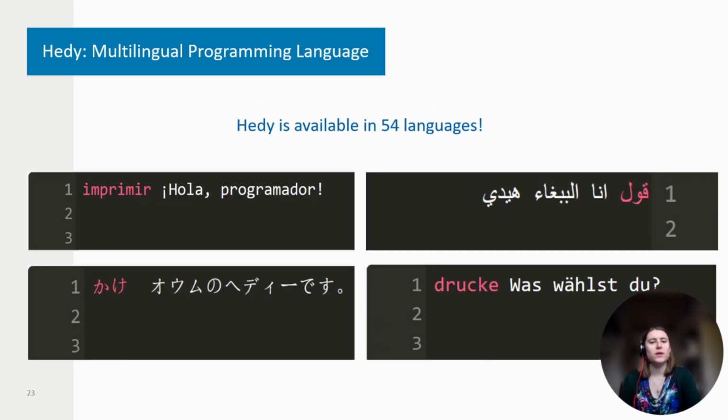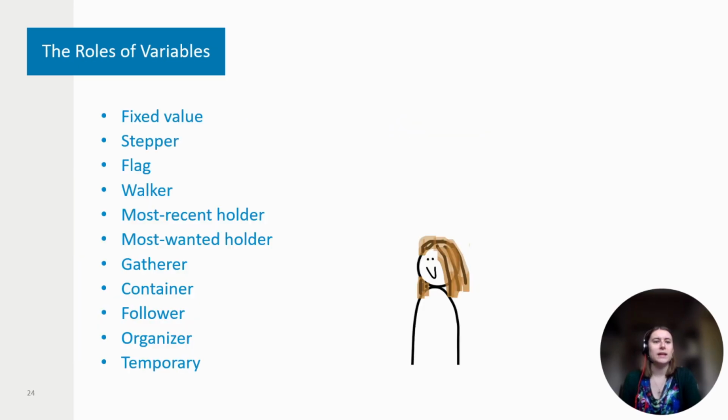So now Hedy is available in 54 languages, and some examples are shown here. It might even be more, because there's always more languages being added, and every time I give this talk the number goes up. So let's get back to what I've been doing and get back to the roles of variables.